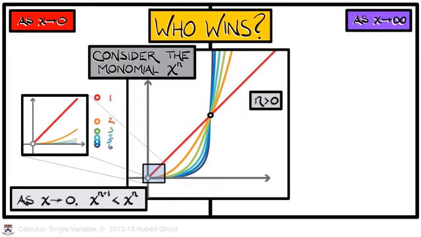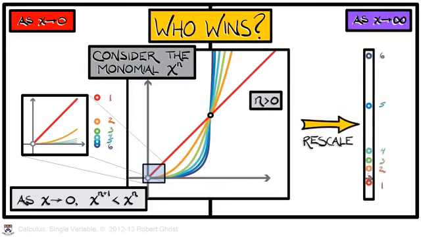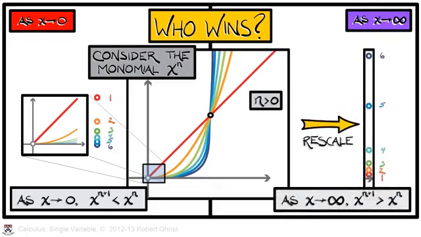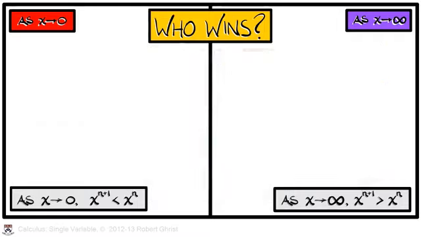That is, x to the n plus 1 is less than x to the n, as x is going to 0. That is in contradistinction to what happens as x goes to infinity, where we see that linear growth is much slower than quadratic growth, is much slower than cubic, etc. That is, x to the n plus 1 is bigger than x to the n, as x is getting larger and larger. All right, what are we going to do with that?